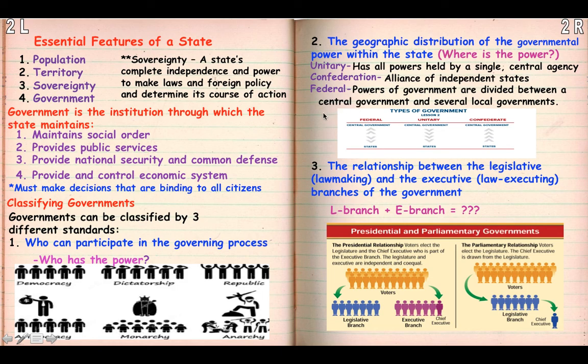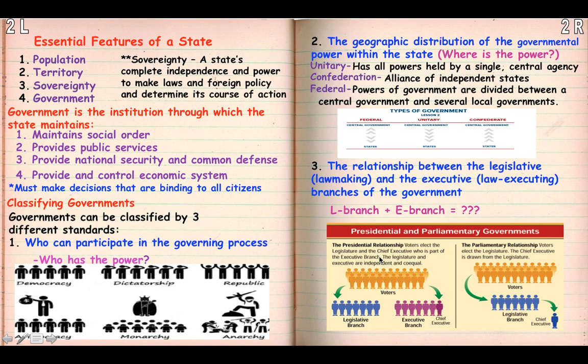I do recommend, if you're not drawing these people, I definitely recommend drawing this because this will be a question on your test on April 3rd. So make sure that you get this down and that you understand what the arrows mean and so on. Okay, L branch and E branch.